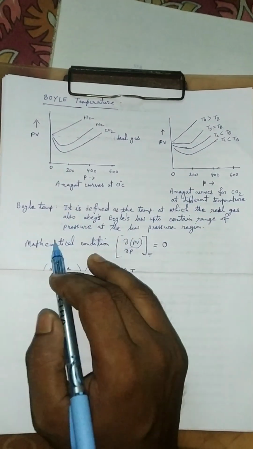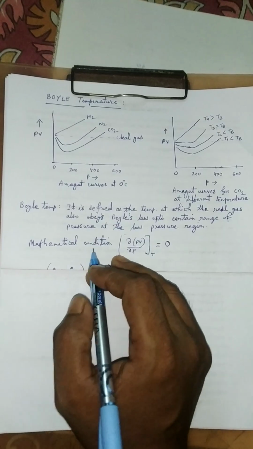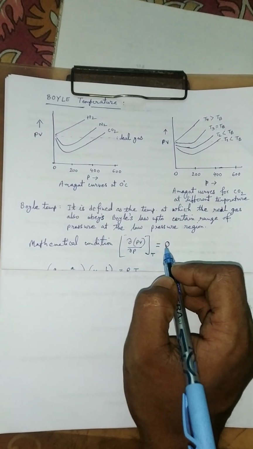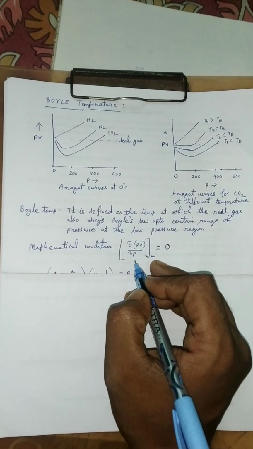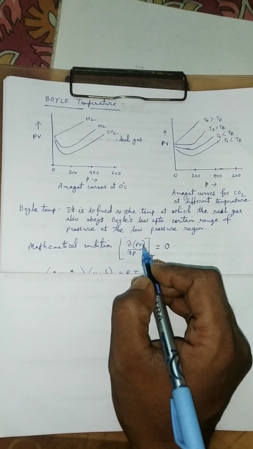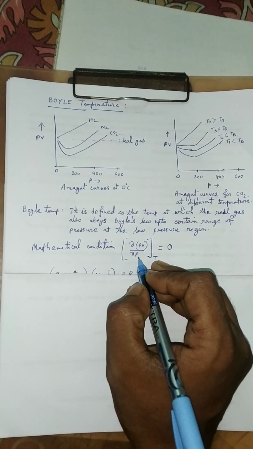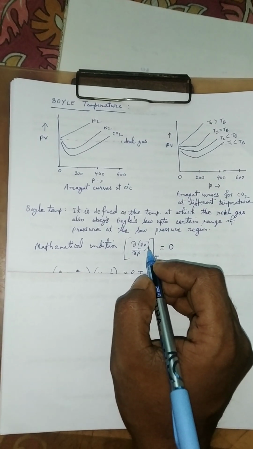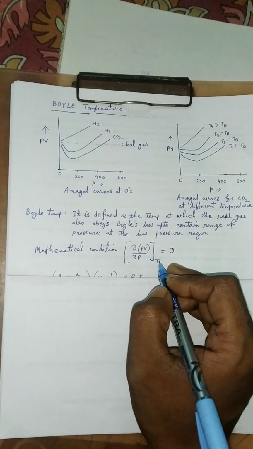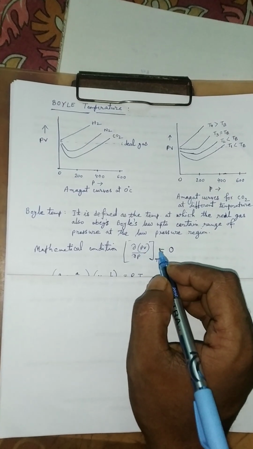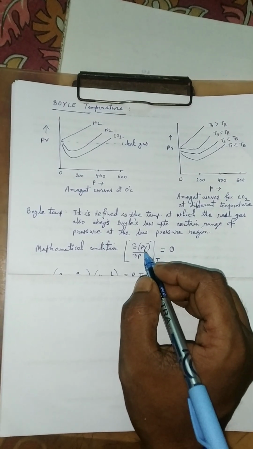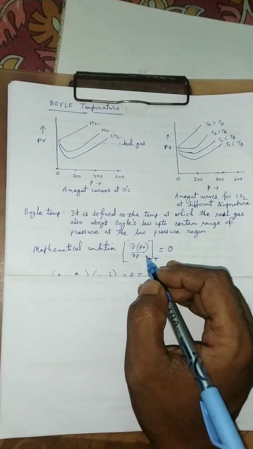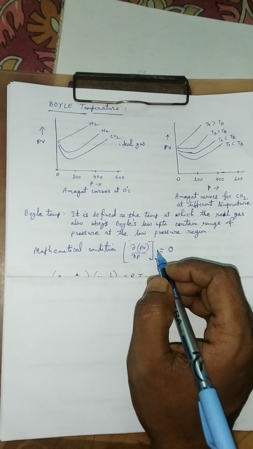The mathematical condition for Boyle temperature is del PV by del P at constant T equals to 0. That means PV does not change with pressure. PV does not change, means PV is fixed. The temperature at which PV is fixed, or PV does not change with pressure, is called the Boyle temperature.